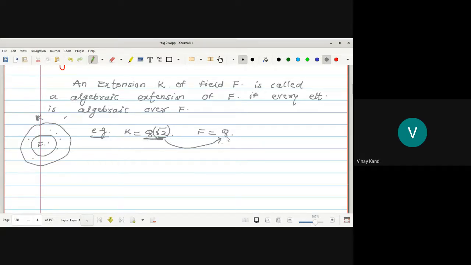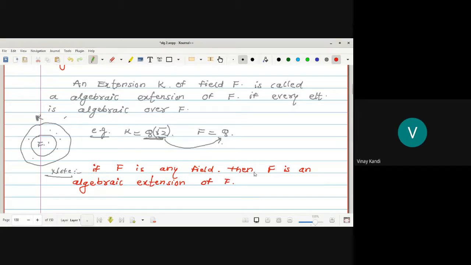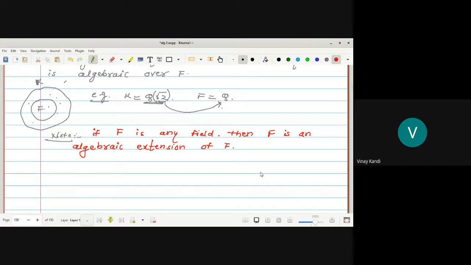Okay, now look at the note. If capital F is any field, then F is an algebraic extension of F. Itself, a field is an algebraic extension of F. Every field has its own extension, an algebraic extension. Why? Because every element of F is an algebraic element of F.